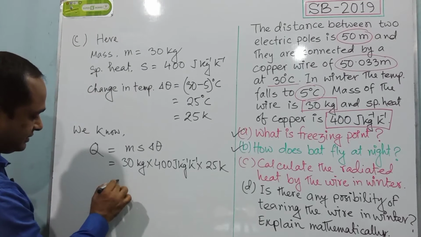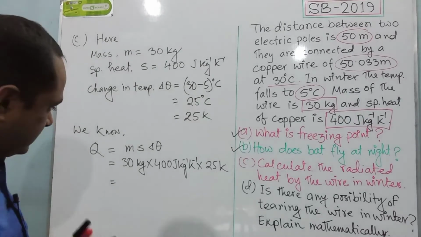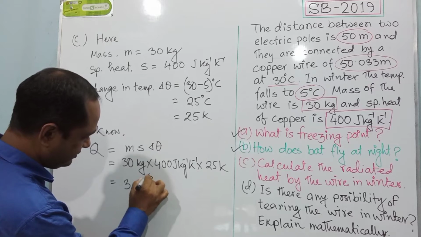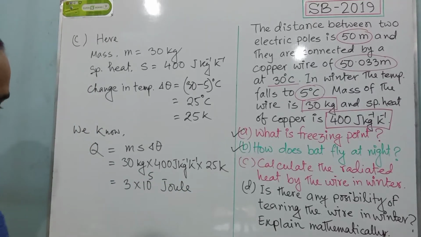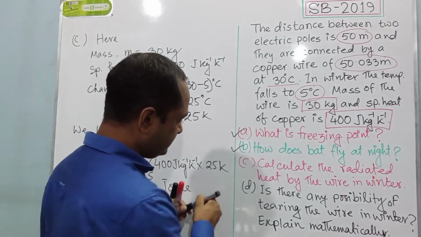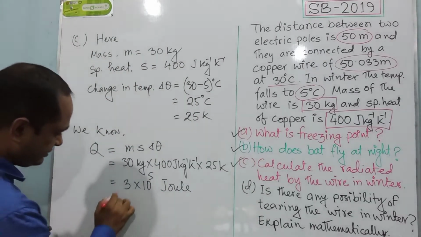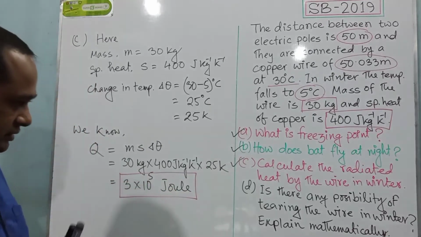Kelvin. Okay, dear student, after the final calculation we will get 3 into 10 to the power 5 joule, right? This is our final answer for question C, that is the radiated heat by the wire in winter season.